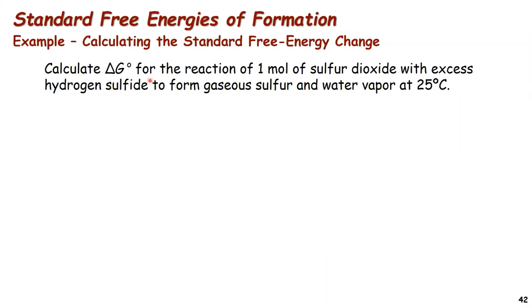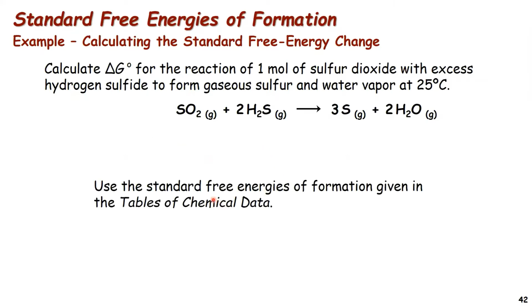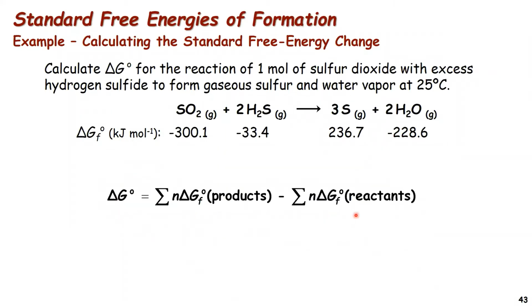So let's do it again. This time, let's calculate del G for the reaction of 1 mole of sulfur dioxide with excess hydrogen sulfide to form gaseous sulfur and water vapor. So that looks like this. So we're simply going to look up the free energies of formation for each of these in that table. Okay, we're going to find them in the tables of chemical data. So there they are. Notice that they're in kilojoules per mole, so these are the molar quantities. We're going to plug them into the summation law.